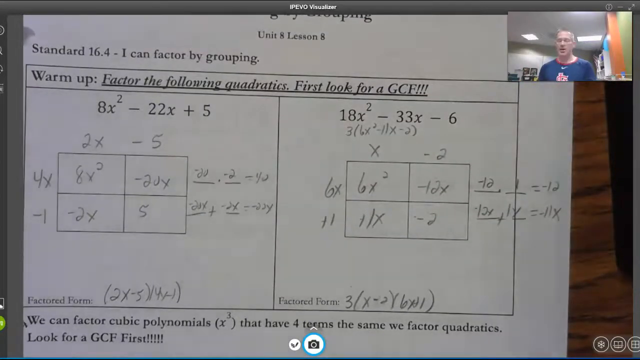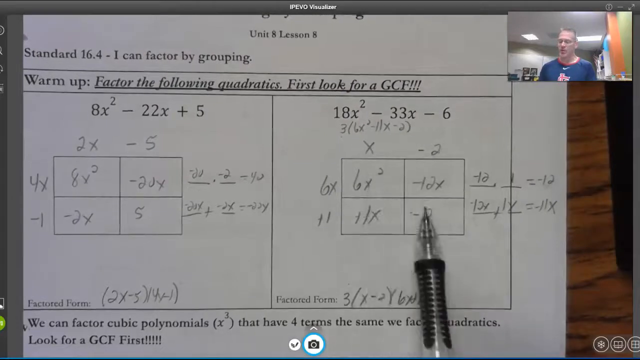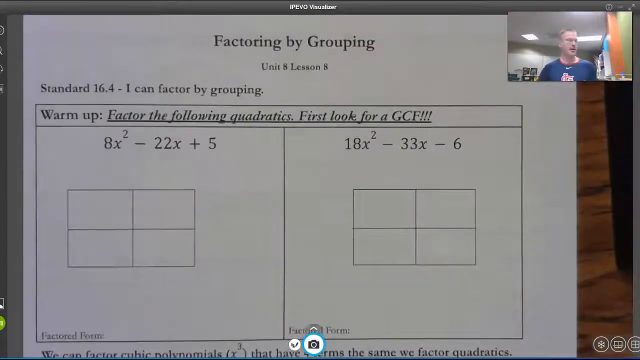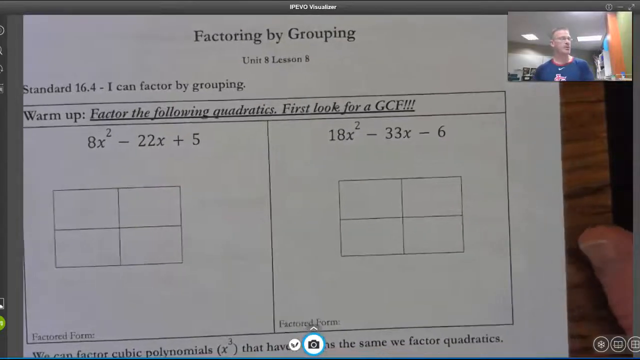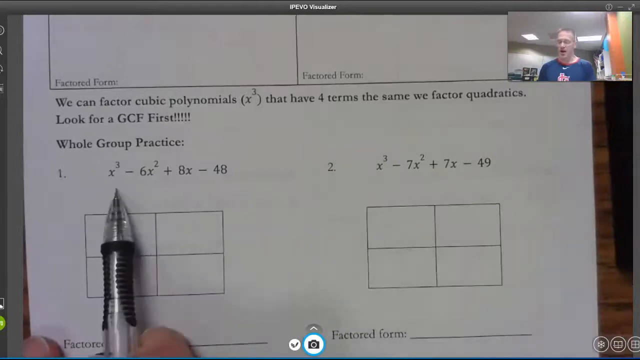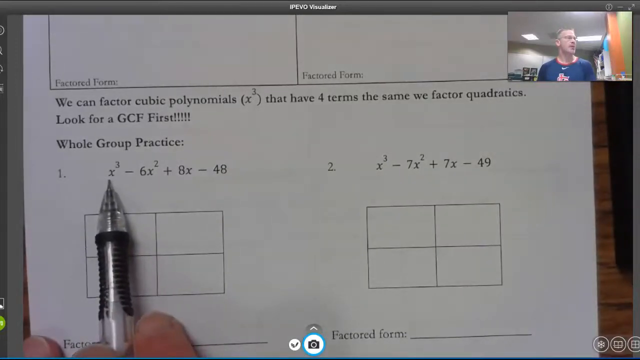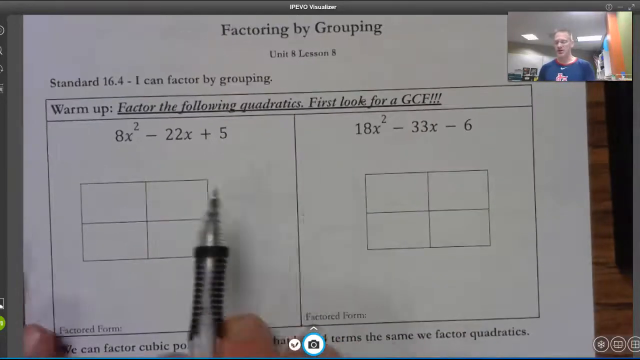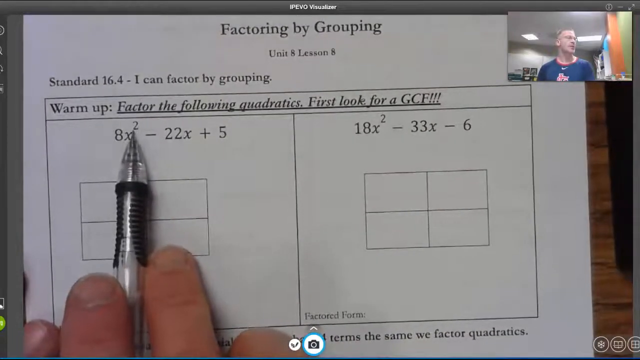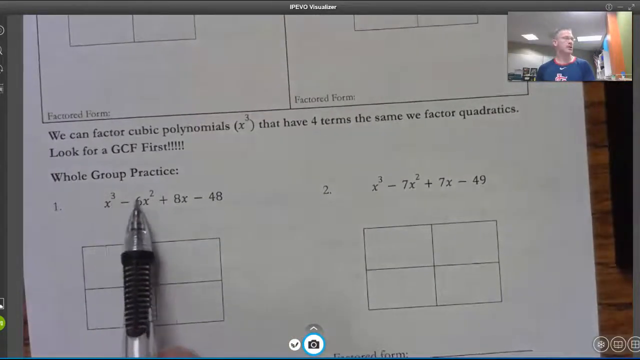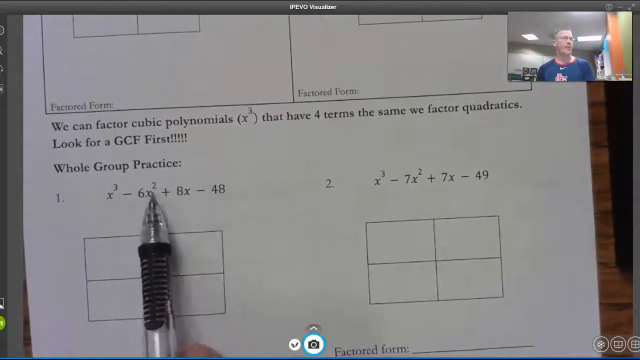Now, notice when we do this, we have to have 4 terms in our box. Here's why I say this might be the easier part of the factoring that we do this year: when you go down to example 1 here, notice now we have a cubic polynomial, because now our highest power is 3. Everything we've done so far is mainly dealing with quadratic expressions, but now we go to a cubic expression. And notice they have 4 terms.